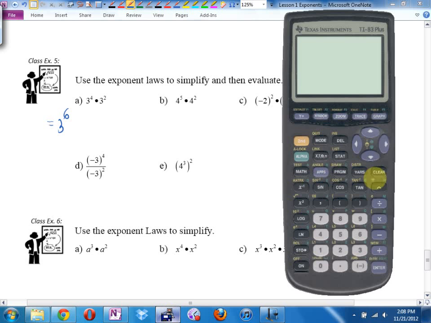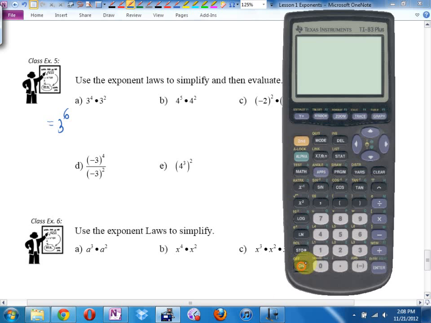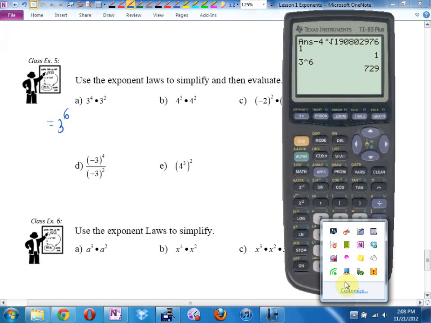Most of you, your exponent button will look like this little hat symbol here. Some of you, if you have a cheaper calculator, might look like this. You need to find that somehow so that you can go 3, press your exponent button, 6, and get 729 as an answer. If you can't find that, now is your chance to ask me. Go hunting for it.